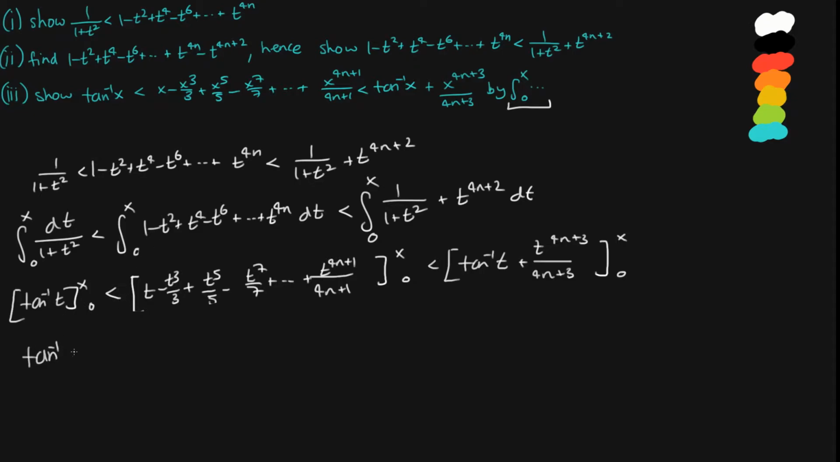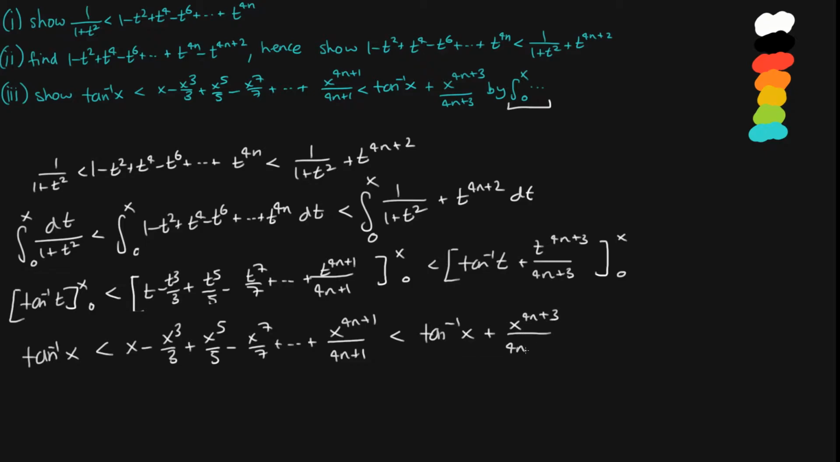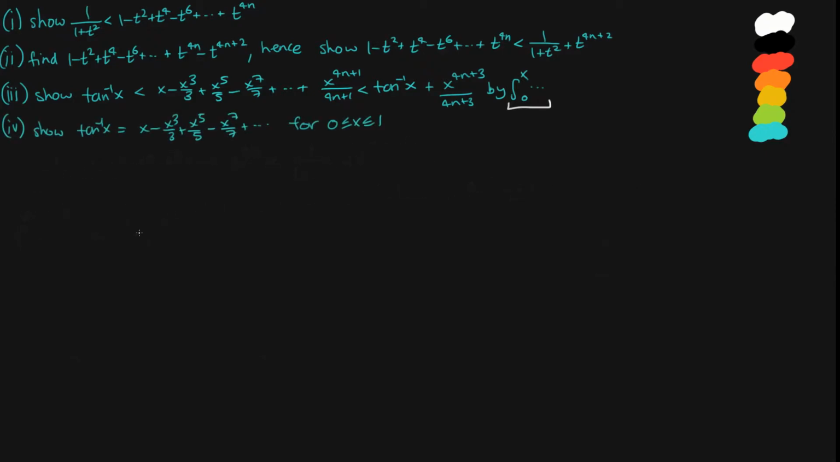So we have inverse tan of x is less than x minus x cubed on 3, and so on. And that is what we wanted to show. Alright, part 4.